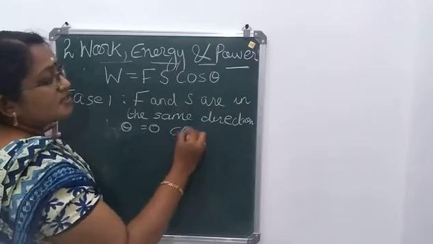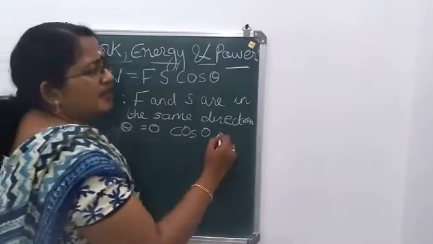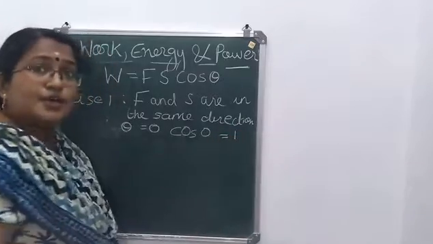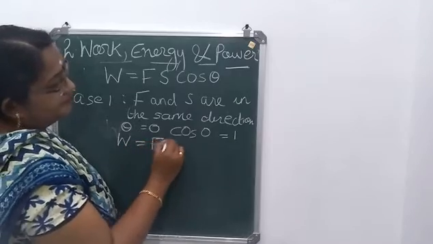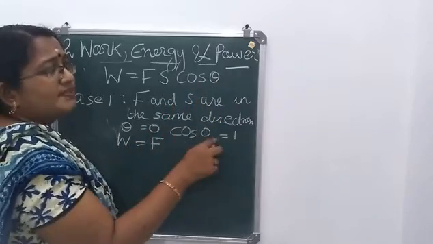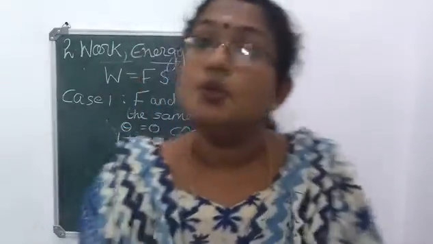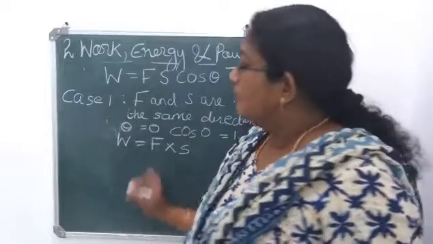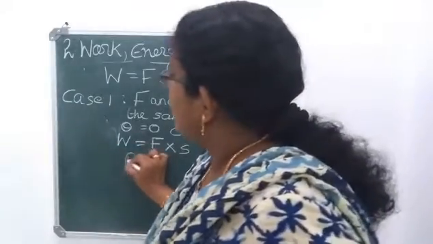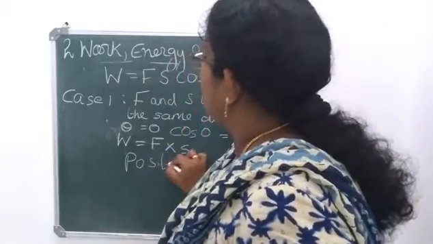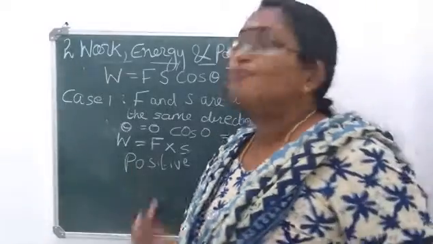And how much is cos 0? You have learned the values, isn't it? Cos 0 will be equal to 1. So what is our equation for work? Instead of cos theta we are getting 1. So work is equal to F into S. In this case, we will have the maximum work and we can say that the work done is positive. Maximum work done is positive.